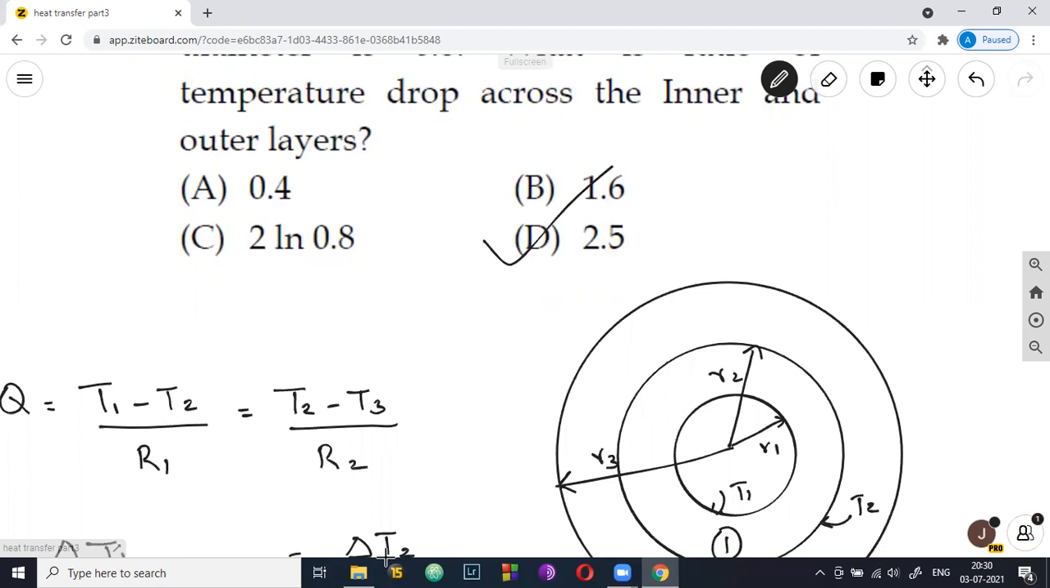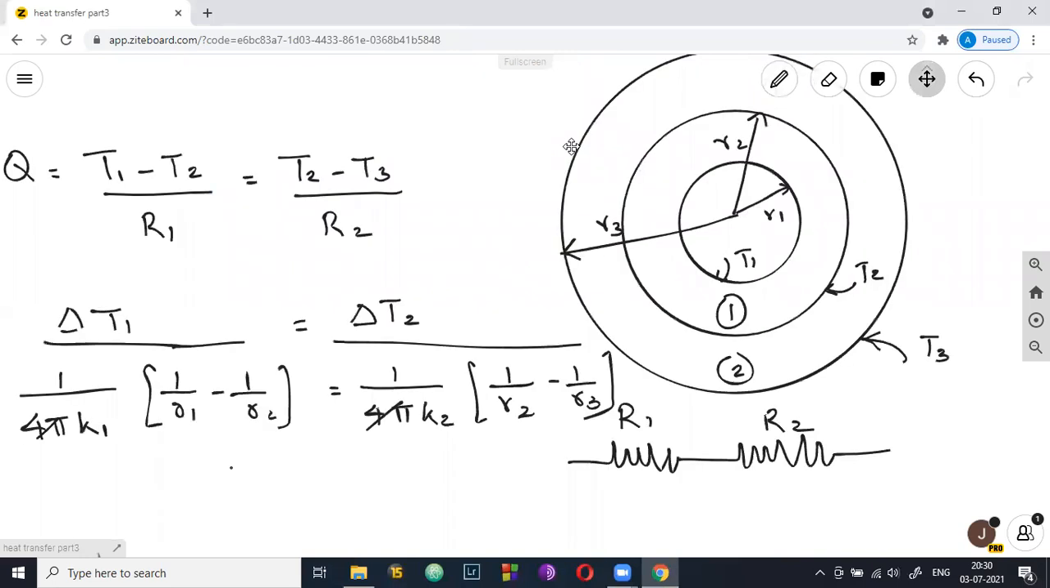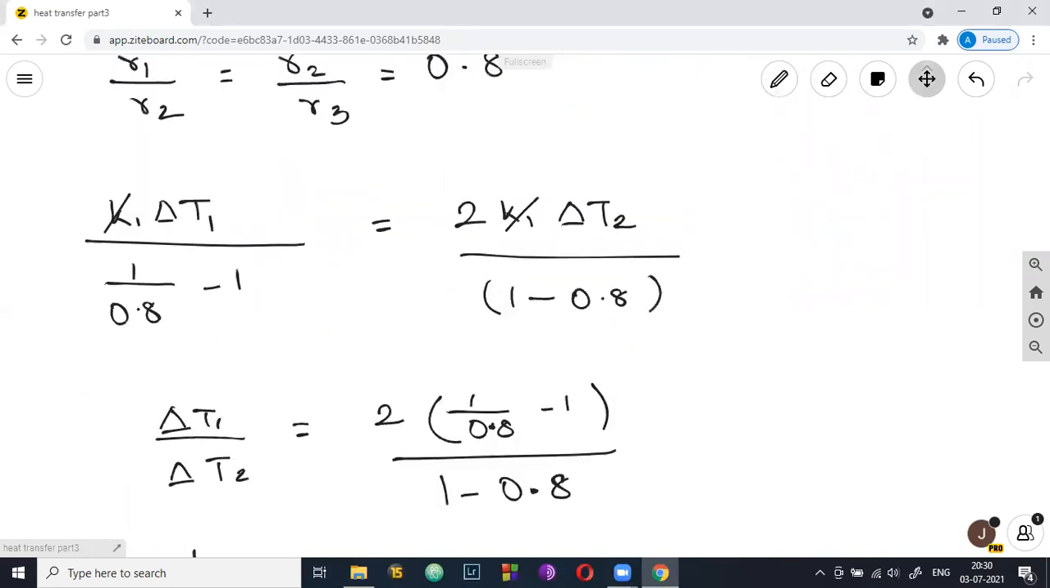Guys, are you able to follow this question? Yes, sir. Yes, sir. Okay, let's finish with the last question, and we are finishing with the numericals of this.